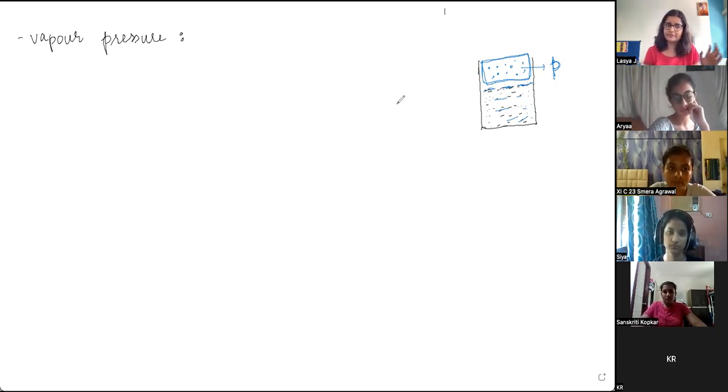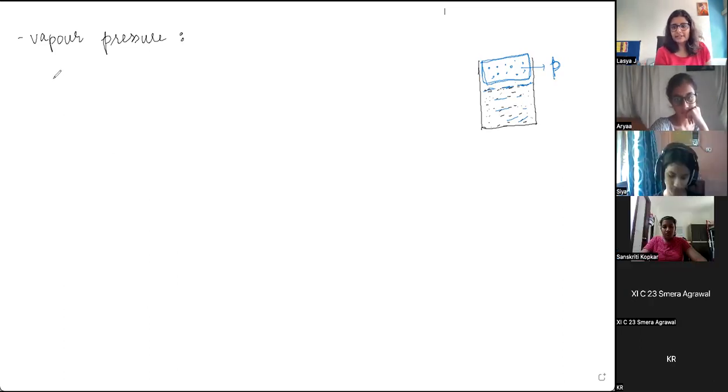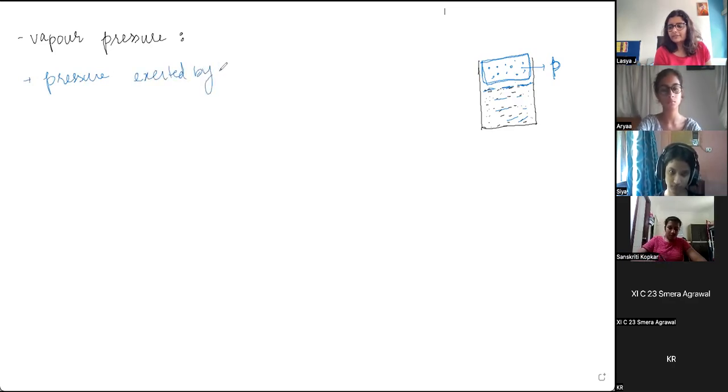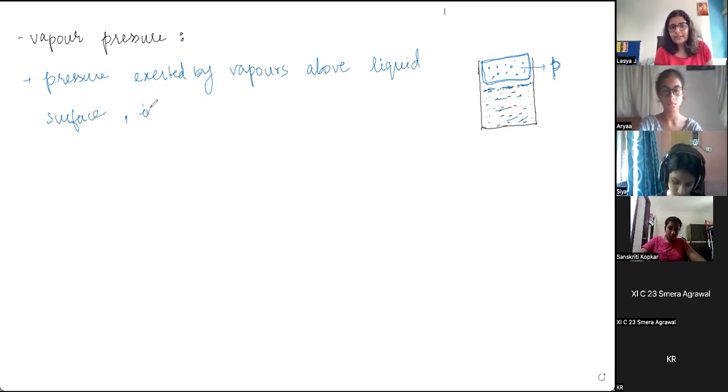So different liquids have different vapor pressures. Vapor pressure is affected, actually, definition. So this is the pressure exerted by vapors above liquid surface, another important point, in equilibrium with the liquid at a given temperature.